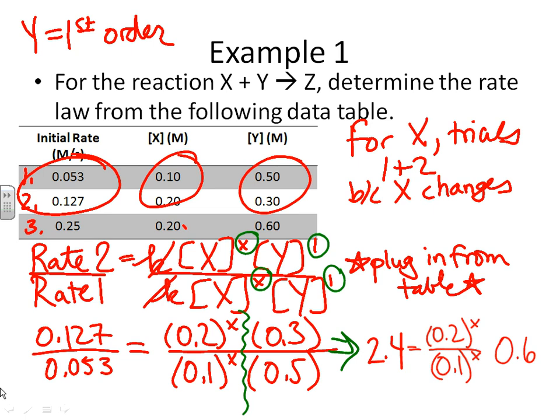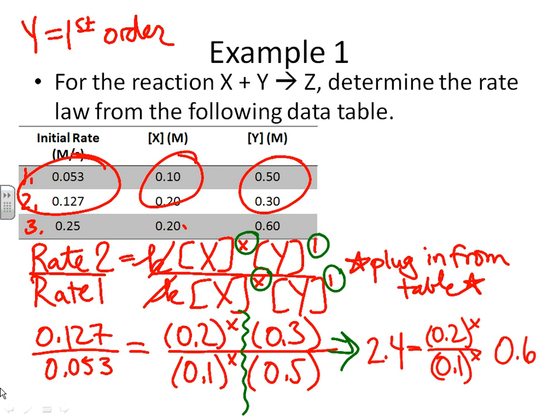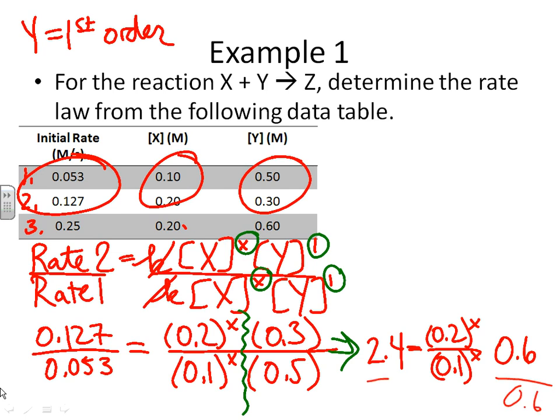2.4 equals 0.2 to the x over 0.1 to the x times 0.6. Because 2.4's exponent is 1 and 0.6's exponent is 1, they combine like terms. I'm going to divide both sides by 0.6. I can't touch this section with 0.2 raised to the x because it's got a different exponent, right? It has a separate exponent, so I can't simplify it the same way. So I'm going to do that above. 2.4 divided by 0.6, and I get 4.